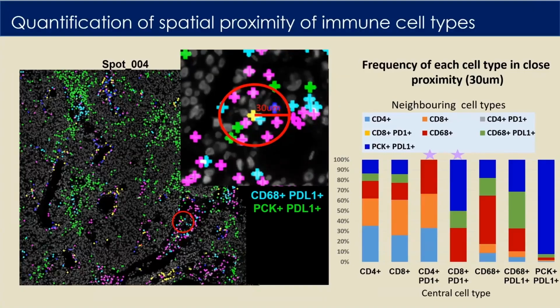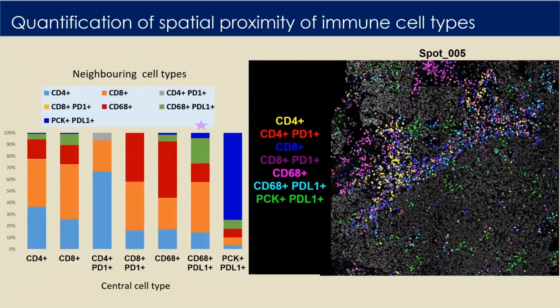In this particular region of an ovarian cancer tissue, CD8 and CD4 cells appear to be in very similar cellular neighborhoods, as shown by the bar graphs here, while PD1 expressing CD4 and CD8 cells are quite different. CD8 PD1 cells appear to be more likely in close proximity to PDL1 expressing cancer cells. In this other region, when we compare the cellular neighborhoods of CD8 positive macrophages, it appeared that PDL1 expressing CD68 cells are more likely to associate with CD8 cells when compared to CD68 cells that are not expressing PDL1.